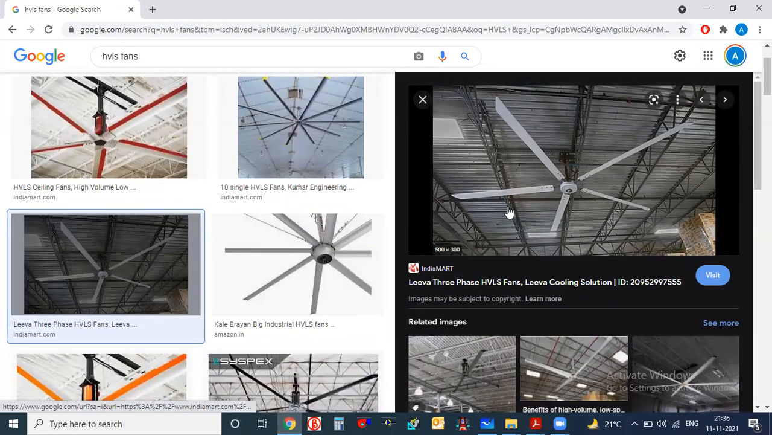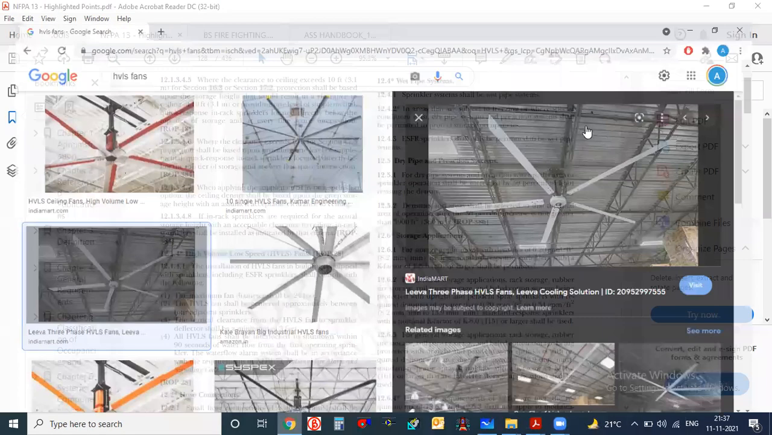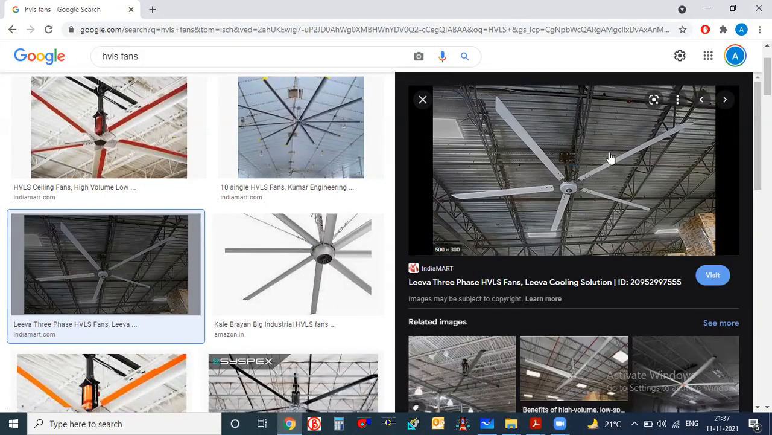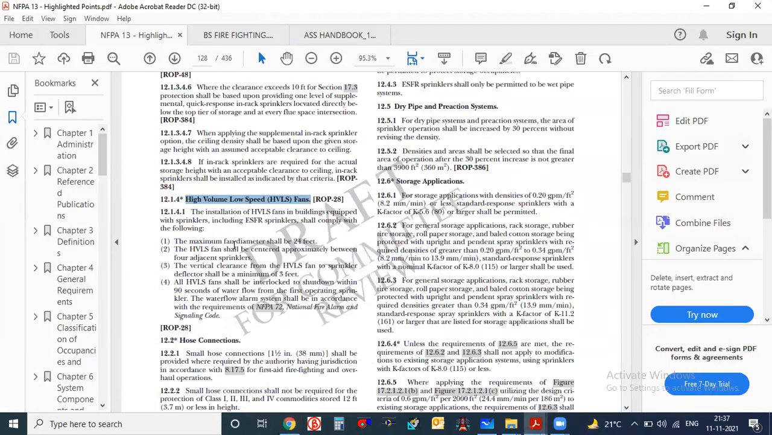And in NFPA 13, they have given about the HVLS fan here. The installation of HVLS equipped with sprinklers, including ESFR, shall comply with the following. Now why they have given this: suppose your storage building has sprinklers and HVAC people are using this HVLS fan, so what are the compliances we have to follow? These points are given here. The maximum fan diameter shall be 24 feet. HVLS shall be centered approximately between 4 adjacent sprinklers.